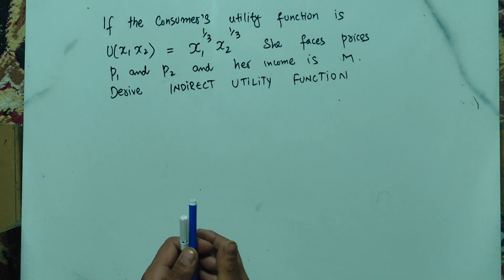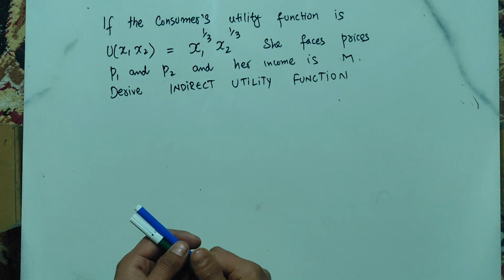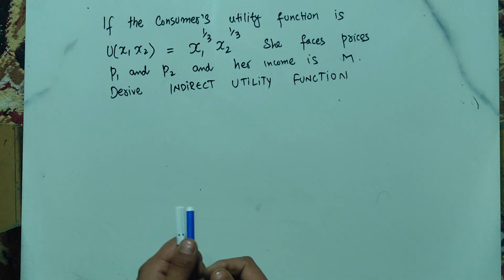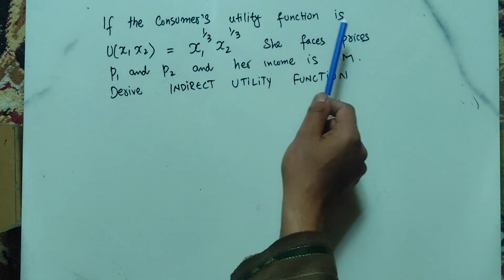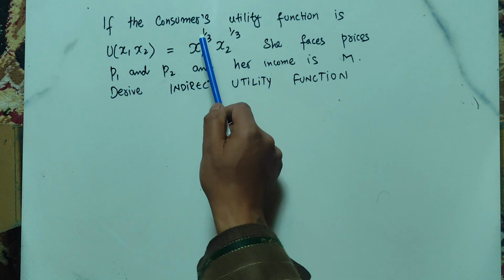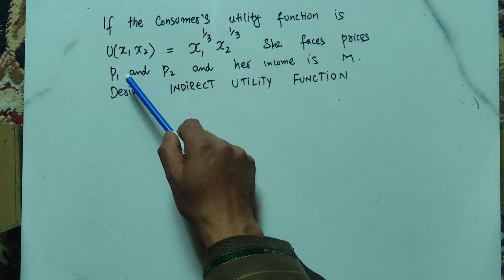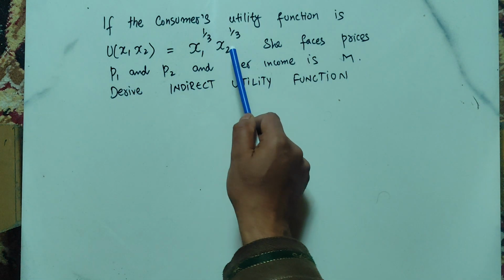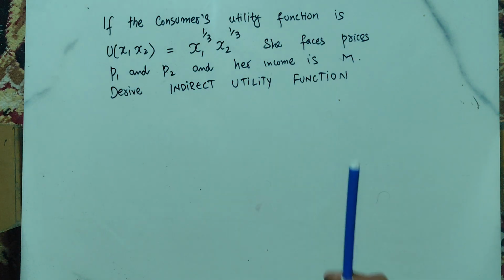In this video, we will learn how to derive the indirect utility function from the given consumer's utility function, the prices she is facing, and the income of the consumer. The question is, if the consumer's utility function is given by utility derived from two goods x1 and x2 equal to x1 raised to the power 1/3 times x2 raised to the power 1/3, she faces prices p1 and p2 for goods x1 and x2, and her income is m, which denotes the income. We need to derive the indirect utility function for the given consumer.